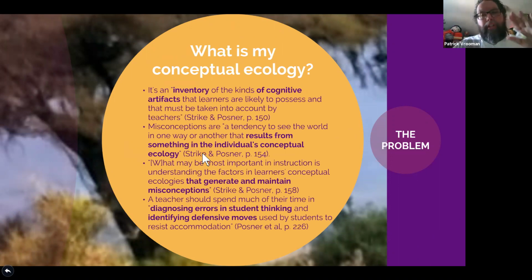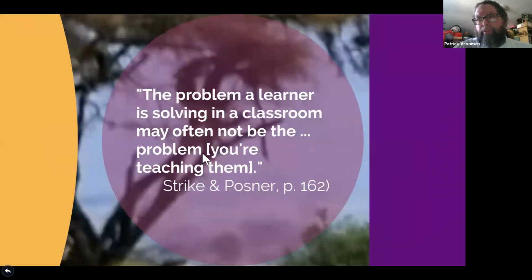So, just a little aside here. I love this quote out of Strike and Posner's article. They said, the problem a learner is solving in a classroom may often not be the problem that you're teaching them. That they're working on their conceptual ecology. They're not working on what you're teaching. And even if they are working on what you're teaching, they're working on it with tools that are in their conceptual ecology. So the problem that they're actually working on is this stuff inside their head.